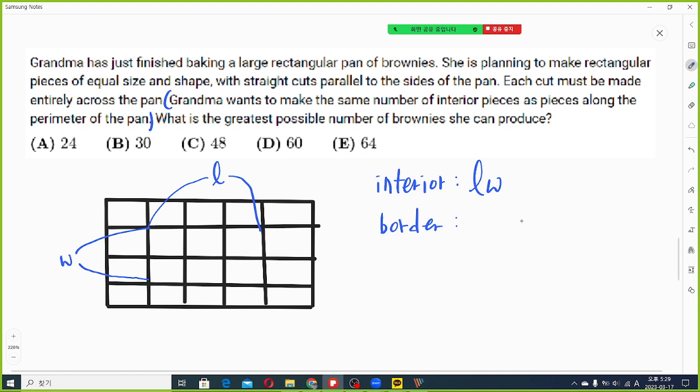Because the border is the perimeter, we can use the formula to get the perimeter. Border contains this way, and they have the same number, so we can make the equation.